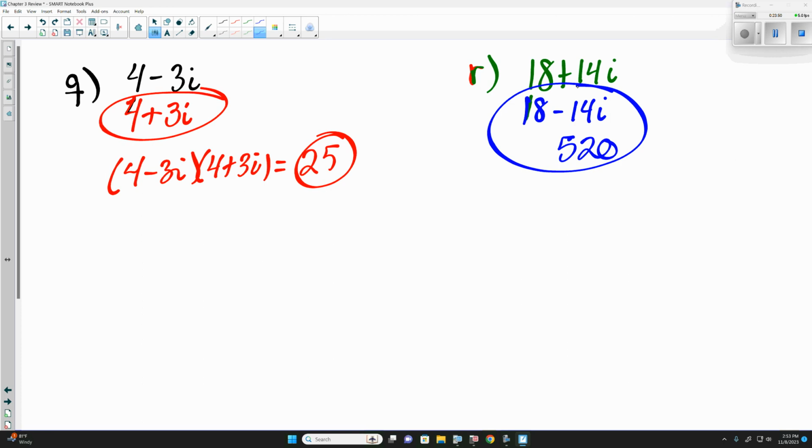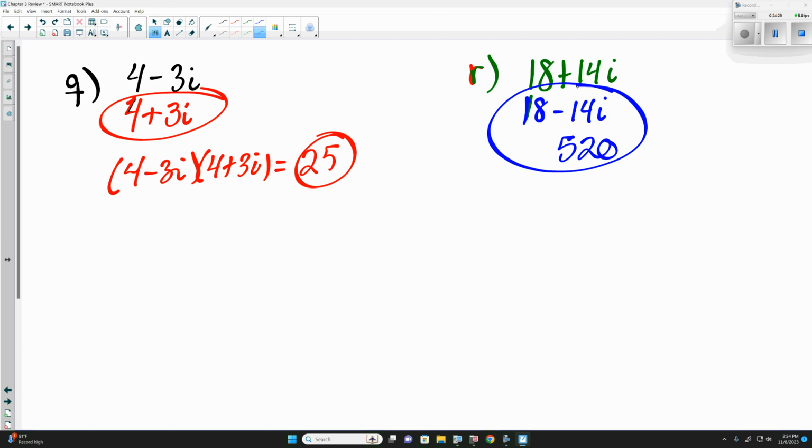What would the complex conjugate be for 8i? Negative 8i, and its product would be? What's 8 times 8? 64. Well, it'd just be 64. Because 8 times negative 8 would be negative 64. i times i would be i squared. i squared is negative 1. So negative 1 times negative 64 gives us 64. Questions on any of this here? Because that is the end.